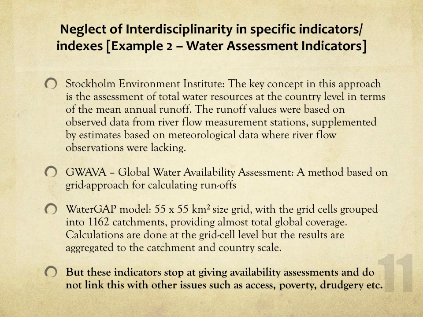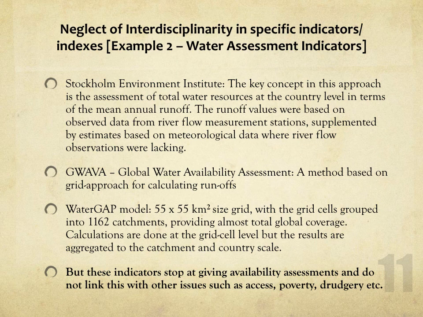And then this river flow measurement has been supplemented by estimates based on meteorological data where river flow observations were lacking. But whatever it is, the supplementary data and the actual measurements are then calculated in the form of the mean annual runoff, and the mean annual runoff becomes a very good indicator, as argued by the Stockholm Environmental Institute, of the total water resources at the level of a country.